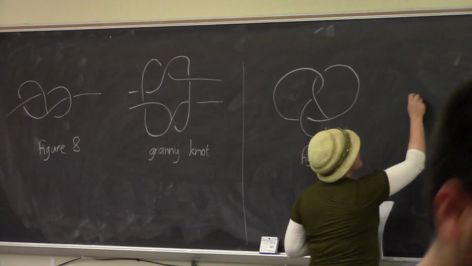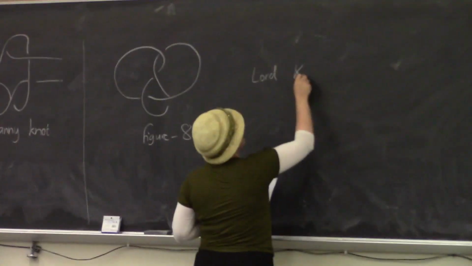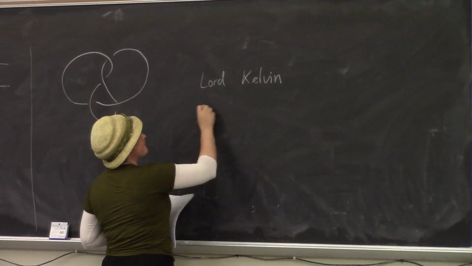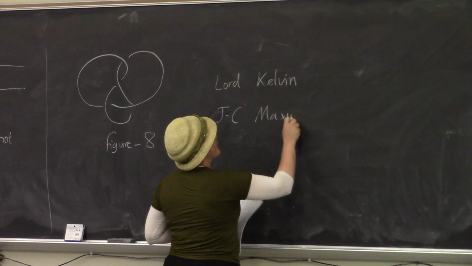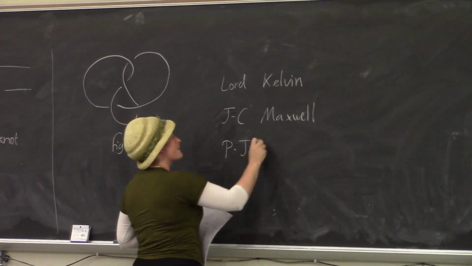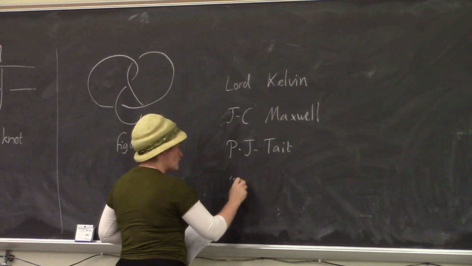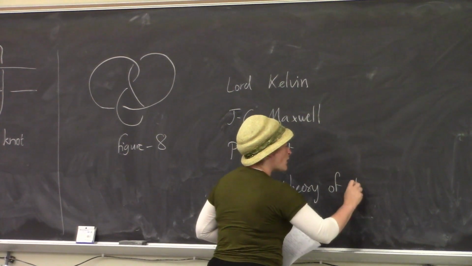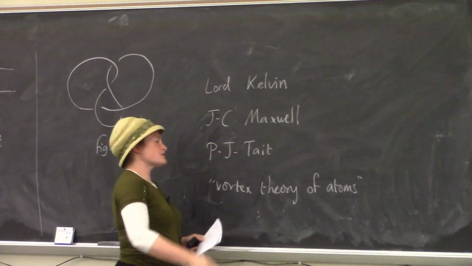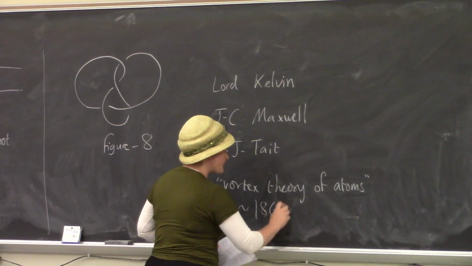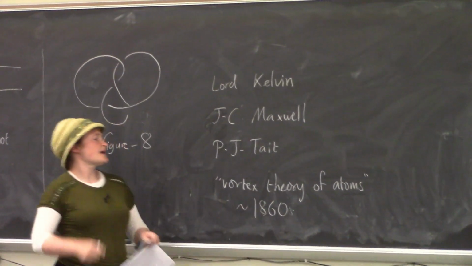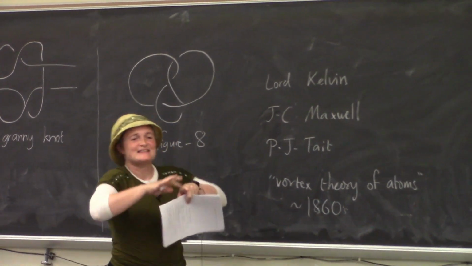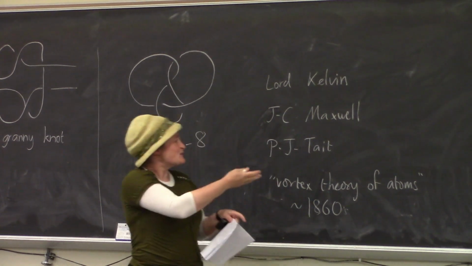So this is Kelvin, James Clerk Maxwell. The vortex theory of atoms. And the idea was that atoms, this was sometime in the 1860s, are some sort of motion of the ether which has a singularity, and the type of singularity should correspond to the type of atom.